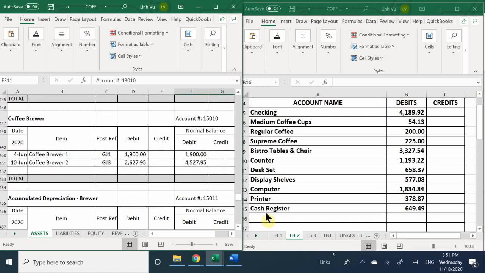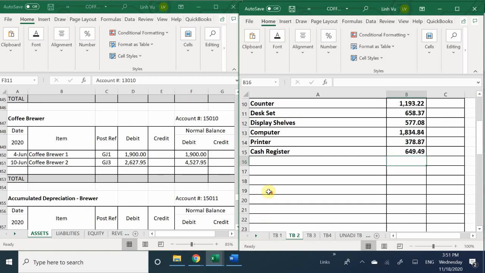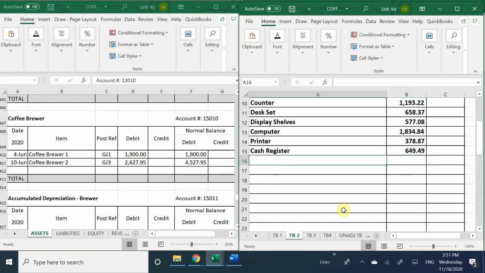And then did we buy any equipment? Yes, we have a coffee brewer. Okay, for how much? Coffee brewer number 2, for the whole grand total. I haven't added up. Let's do that.